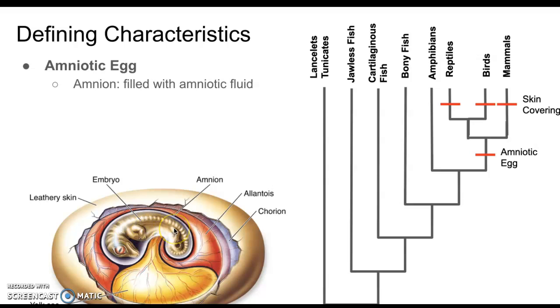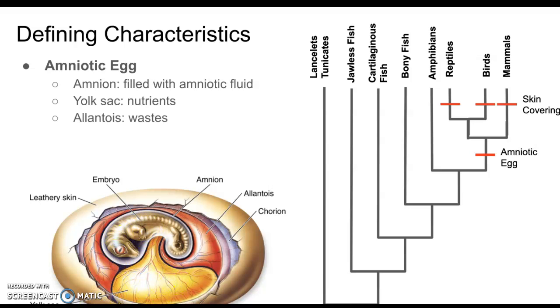Now, fish obviously live in water. Amphibians, because they don't have this adaptation, have to live in water, because the egg doesn't have an amniotic fluid, so the embryo will be in water because the egg is in the water. The egg will also have a yolk sac, which is right here, which provides the embryo with nutrients.